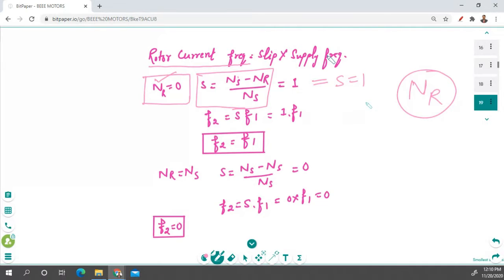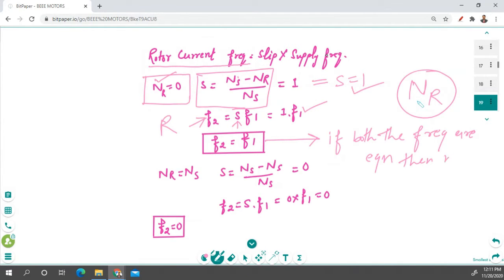Clear? Now we want to find out this F2, the rotor frequency. How can you calculate the rotor frequency? The rotor frequency is equal to S into F1. We know that S is equal to 1 when the actual speed of the rotor is equal to 0, so F2 becomes equal to F1. So if both the frequencies are equal, then no rotation.